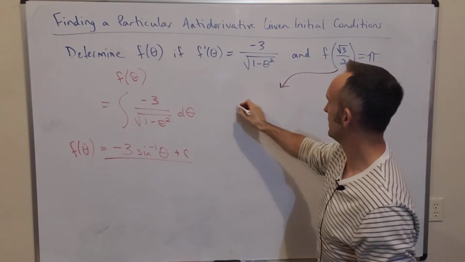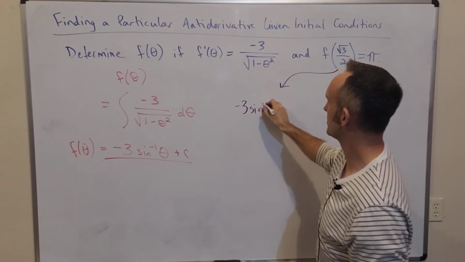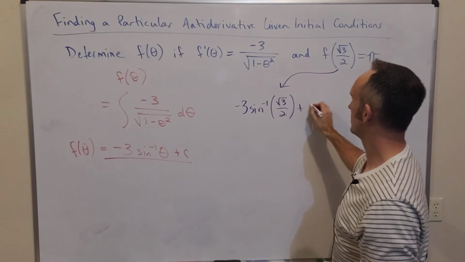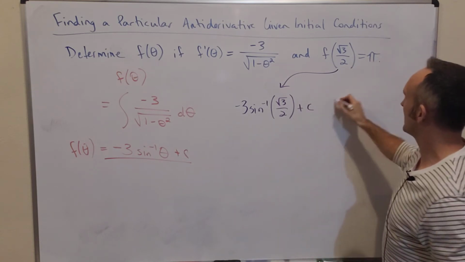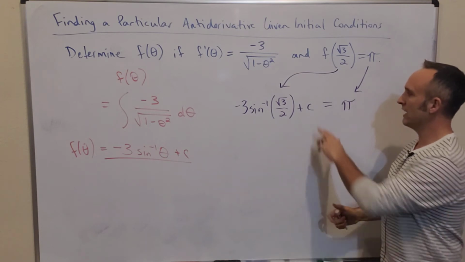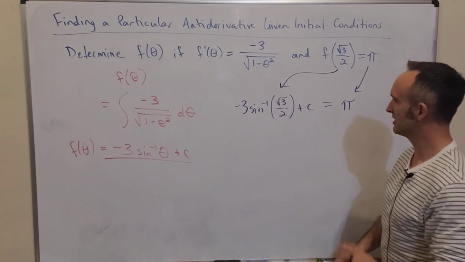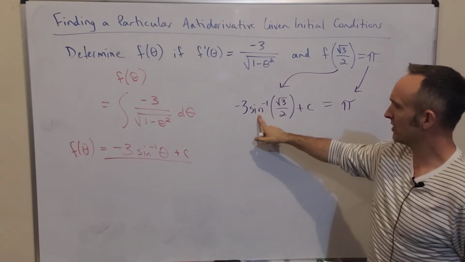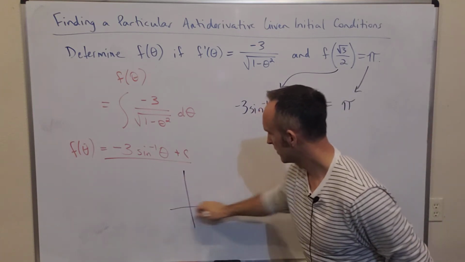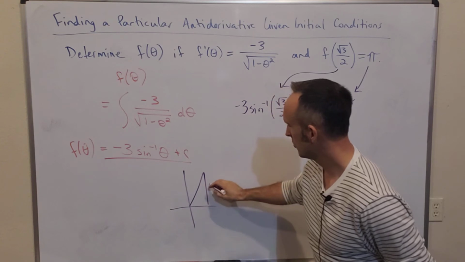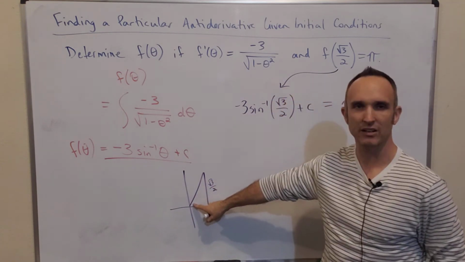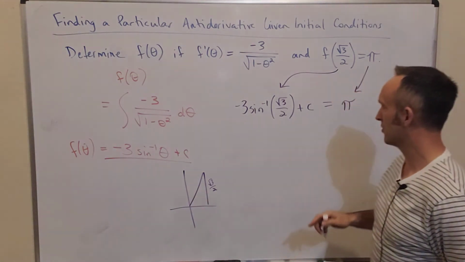So this guy tells me -3 times the sine inverse of the square root of 3 over 2 plus a constant, that has to equal pi. And so now I have to solve for this constant c. Well, the sine inverse of square root of 3 over 2, when I'm looking at this, I'm looking in the first quadrant where the vertical side is square root of 3 over 2. So this reference angle is 60 degrees, or pi over 3.